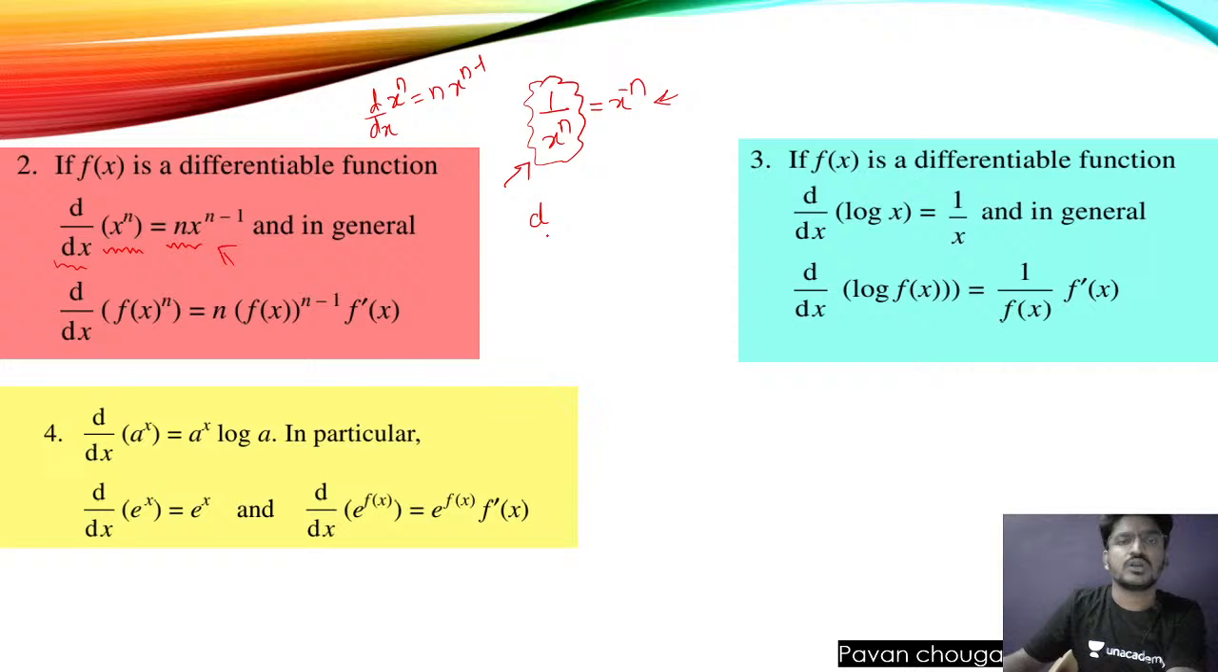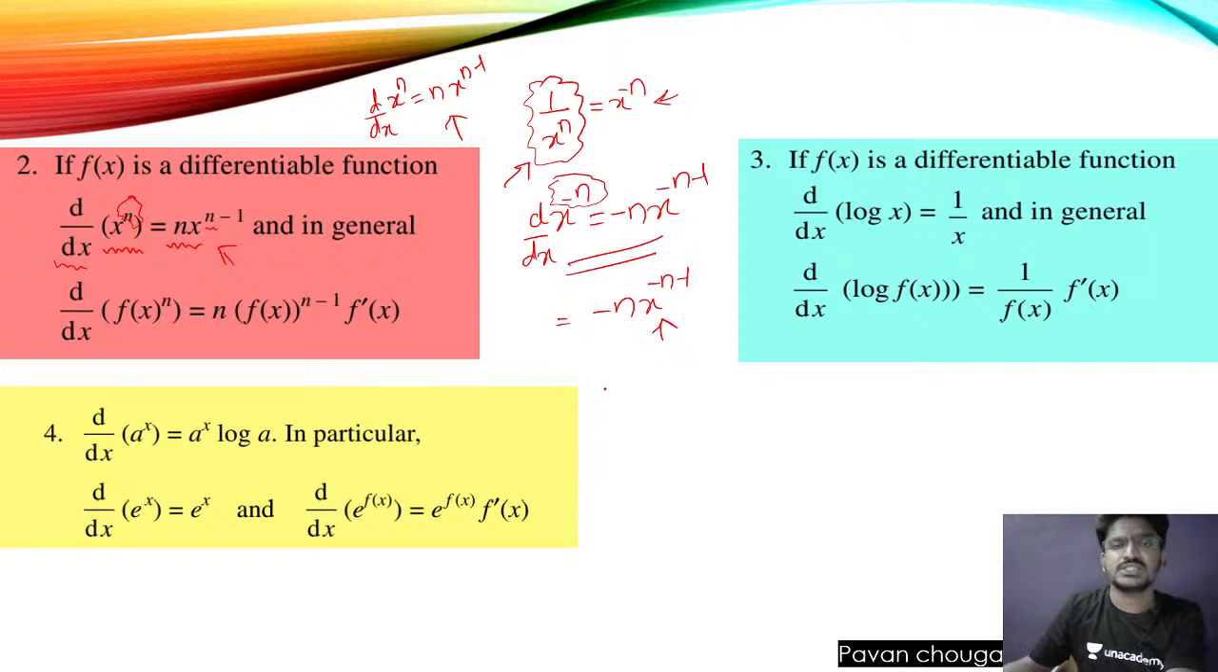Now tell me, what is the differentiation of x to the power of minus n? Again apply the same formula. It will be minus n x to the power of minus n minus 1. In the place of n, they have given minus n. Just note it and apply the formula. You are going to have minus n x to the power of minus n minus 1. So how can you write this? You can write it as minus n x to the power of minus, common, n plus 1.